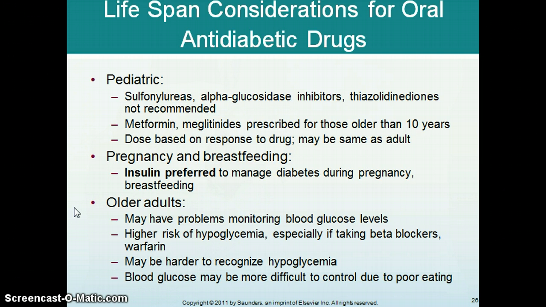For pregnancy, insulin is preferred to manage diabetes during pregnancy. For older adults, many have problems monitoring blood glucose levels. There is a high risk of hypoglycemia, especially if taking beta blockers and warfarin. It may be harder to recognize hypoglycemia in older adults, and blood glucose levels may be more difficult to control due to poor eating in older adults.